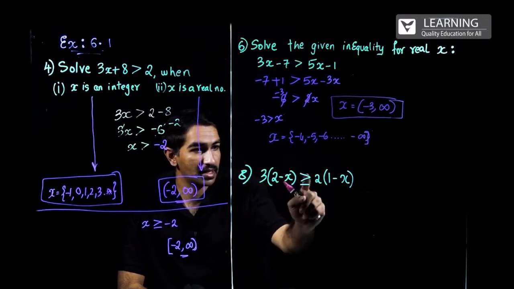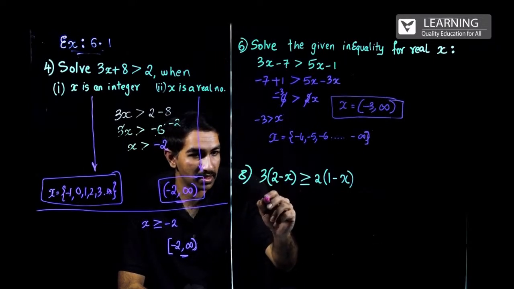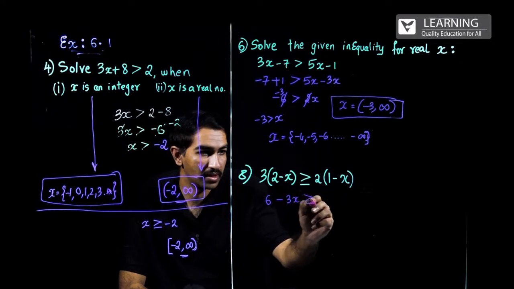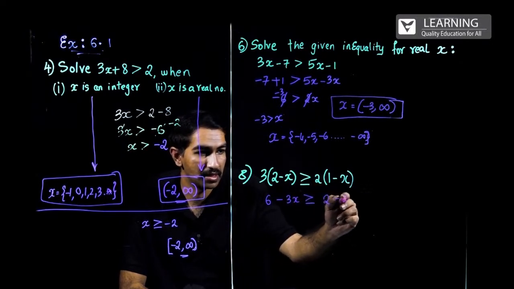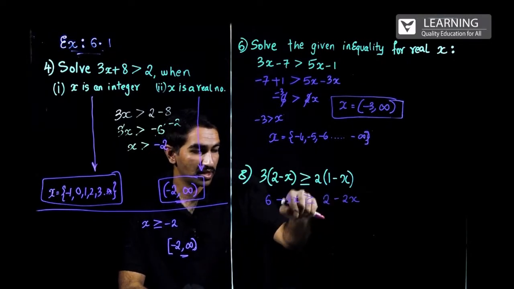So 3(2 - x) ≥ 2(1 - x). See this one, 3 times 2 is 6, 3 into minus x is minus 3x, greater than or equal to, as it is, 2 minus 2x. Correct? So what we'll do here, this 2x we'll get on this side.